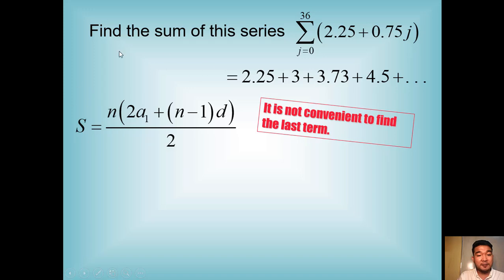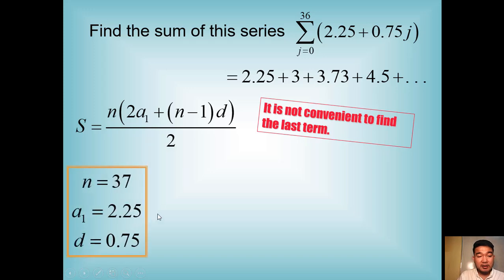So we use the alternate formula in solving for the sum, since we can already solve for the common difference, and the common difference is 3 minus 2.25, which is equal to 0.75. So this is 3.75, not 3.72. Then by substitution, we will be having all these values. n is 37, since we started with 0. So 0 is the first term, and we end with 36. So as you substitute 36, the answer would be the 37th term. So a sub 1 is equal to 2.25 and d is equal to 0.75.